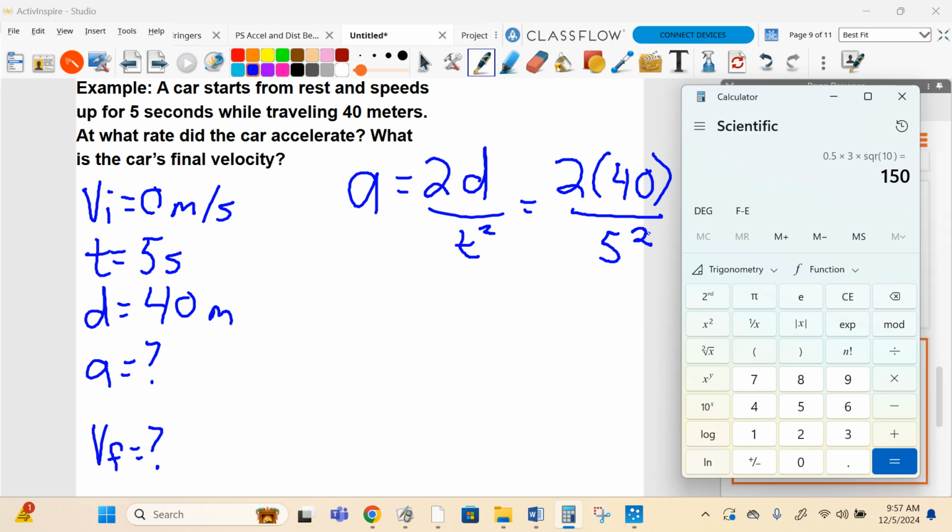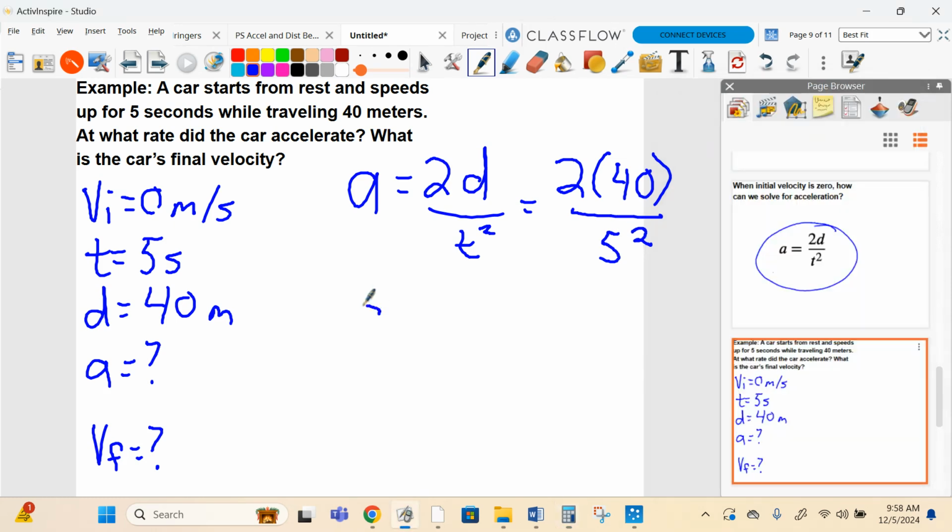Now, even though maybe you have a calculator with a fraction button, you can use it. But kids are always like, where's the fraction button? A fraction is the top divided by the bottom. So I'm going to take 2, multiplying by 40, dividing by what's on the bottom, 5 squared. I'm pressing the square before equaling because I want to square the bottom. I don't want to square the whole thing. My answer then is 3.2, and we measure acceleration in meters per second squared.